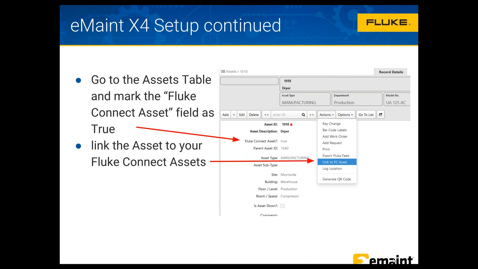can come back to this asset and link it to the Fluke Connect asset that is associated inside of Fluke Connect. The reason why you have to still link it is because the asset description is what displays in Fluke Connect, and potentially you have more than one asset description that's similar. So make sure that they match up. So you would want to do a link there. So let me go ahead and show you guys really quick what that looks like inside of eMaint.